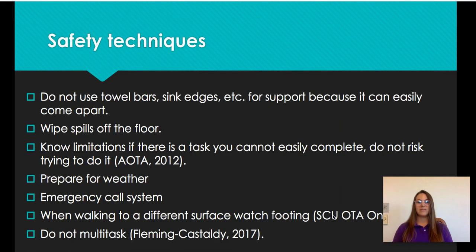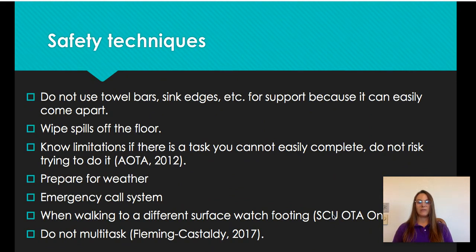So some safety techniques. In order to prevent falls, we do not use the towel bars or the sink edges for support. So if you're getting up, don't use it for support because it can come apart. If water falls on the ground, especially if you have something like tile floors or hardwood floors, make sure to wipe it up right away. Know your limits if there's a task you cannot easily complete. So instead of powering through something, if it's too difficult, make sure that you get help and you make it easier.